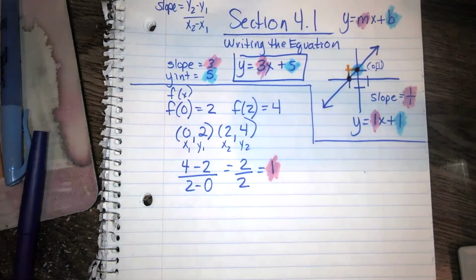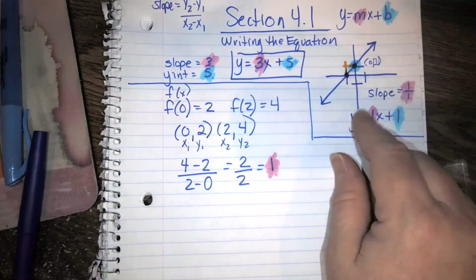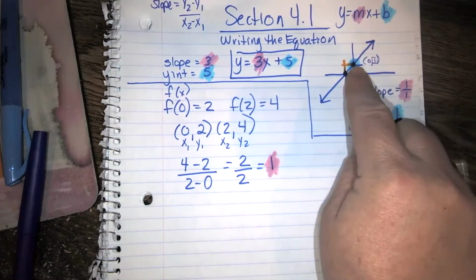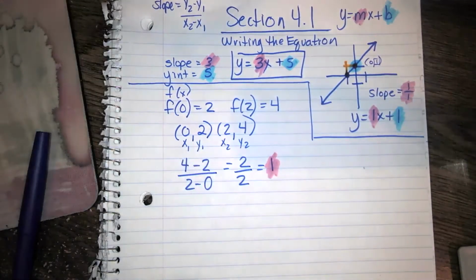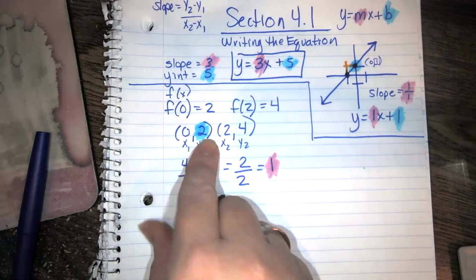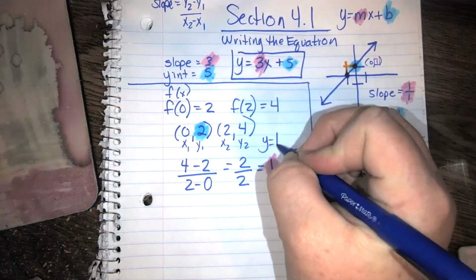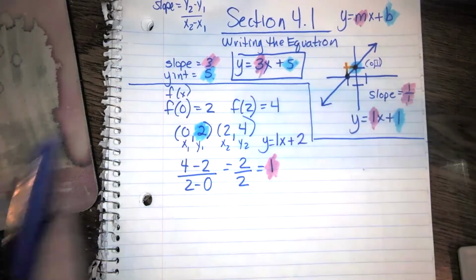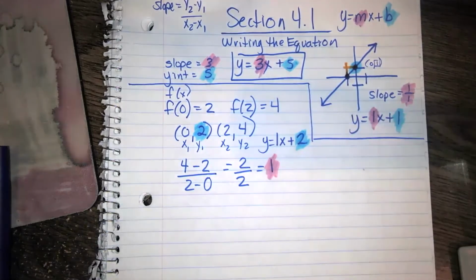Okay, do I know my y-intercept? Remember, the y-intercept is where it crosses the y-axis. That's when x is 0 and y is a number. Oh, wait, it's right there. So anytime you see a 0 and a number, that's your y-intercept. So all you got to do is plug it in. 1x plus 2. Look at how easy that was. Okay, super easy.